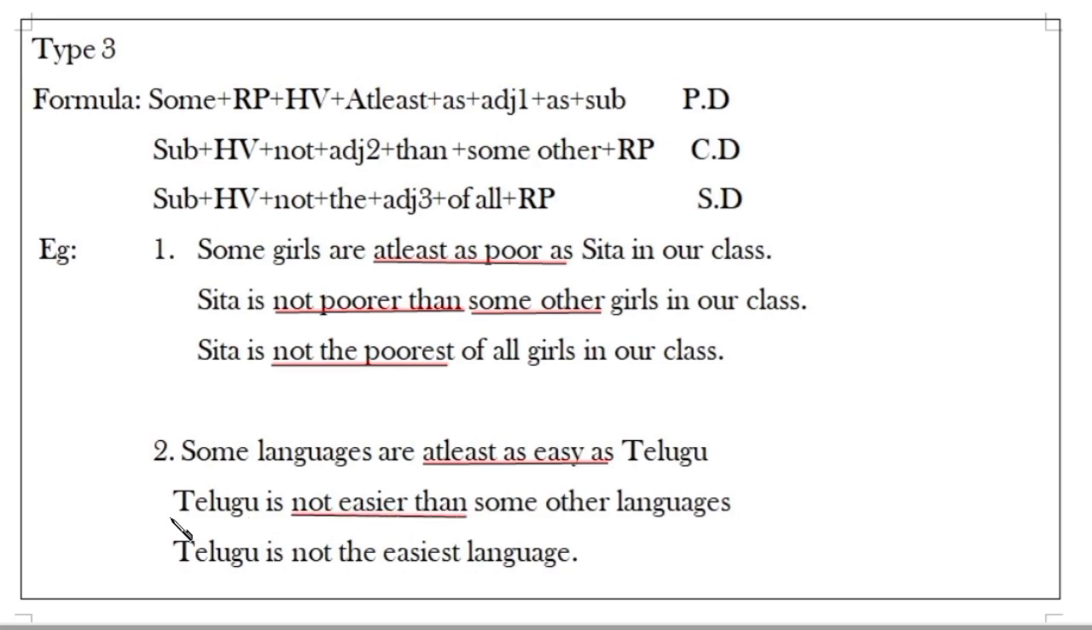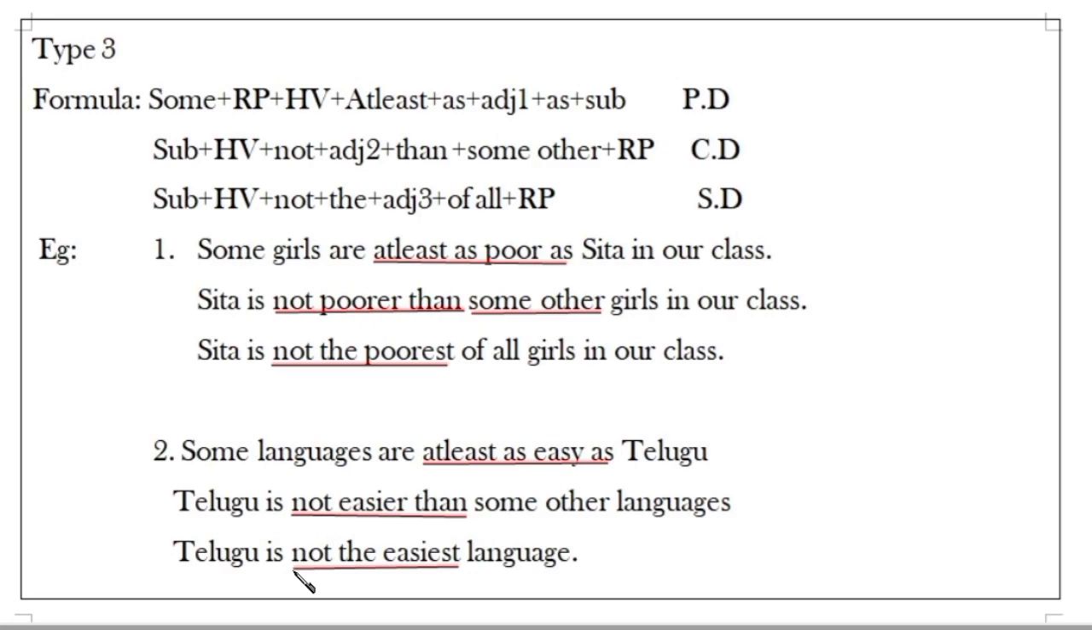And the superlative degree: Telugu is not the easiest language. In these three sentences, the sense does not change. That should be understood from this negative form of degrees of comparison.